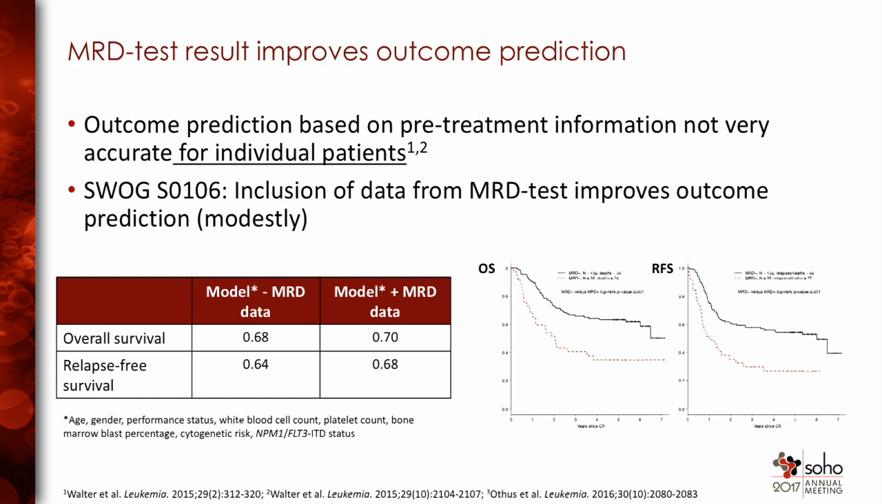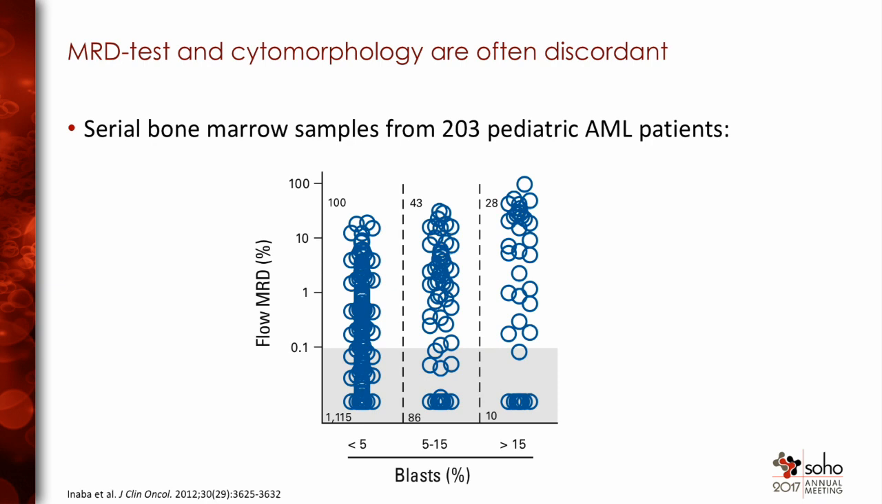And results from MRD testing add some value to this, but as you might see, the difference is maybe less than you would have hoped for. So there's a benefit, but maybe not as marked as you wished. But these results were all done in patients that were in morphological remission. But what about ignoring the morphology call from the pathologist and just looking at MRD test results?